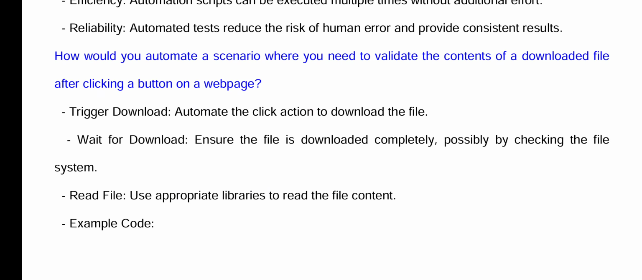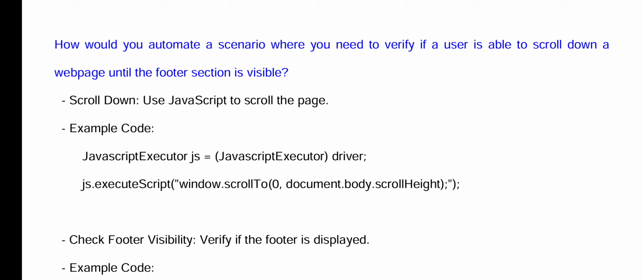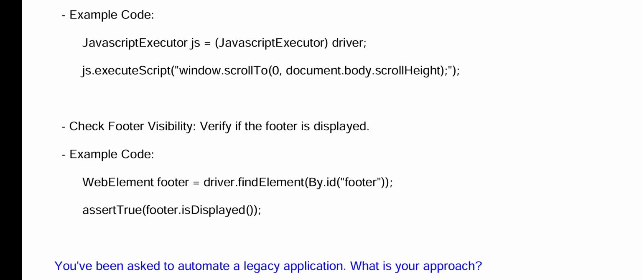Validation using assertions. Okay, and then how would you handle pop-up windows or alert boxes in your automation script? Okay, switch to alert and then perform the action and then handle the window, switch to the respective window and then perform the action and switch back to the main window. How would you automate a scenario where you need to verify if a user is able to scroll down a web page until the footer section is visible? Okay, you can use JavaScript executor for that.